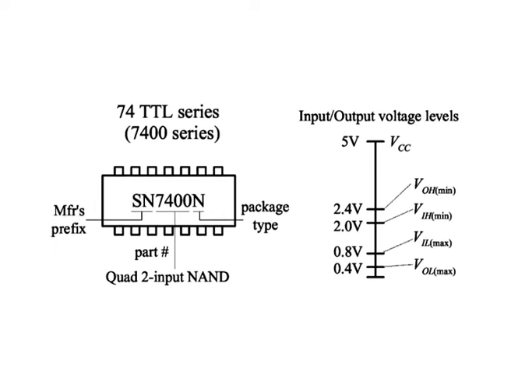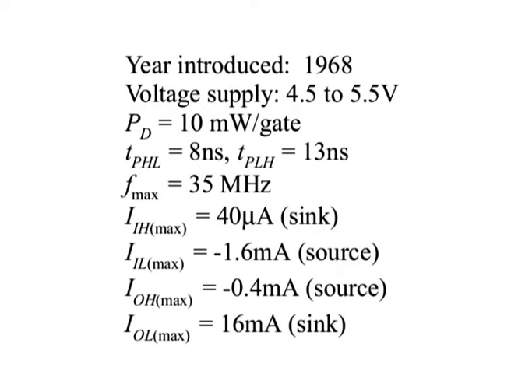The TTL series. The 74 TTL series has been the foundation and reference for virtually every new logic series of ICs. This series is easy to use and has excellent output drive capability. It was introduced in the year 1968 with a voltage supply of 4.5 to 5.5 volt. PD is equal to 10 milliwatt per gate.